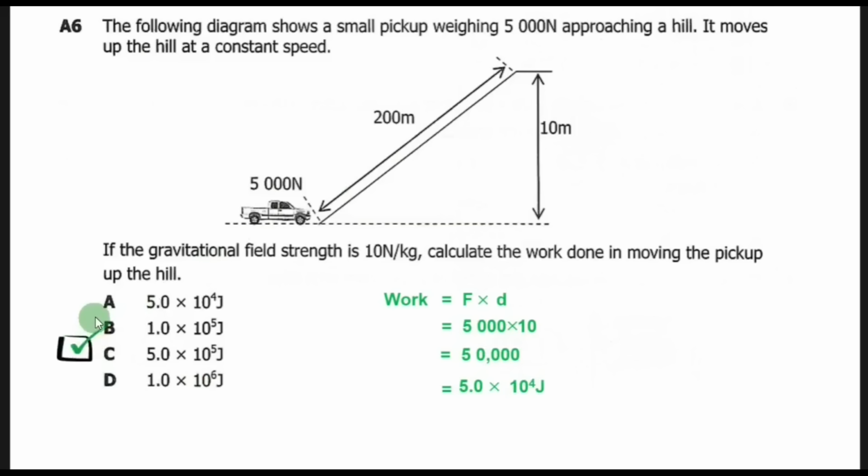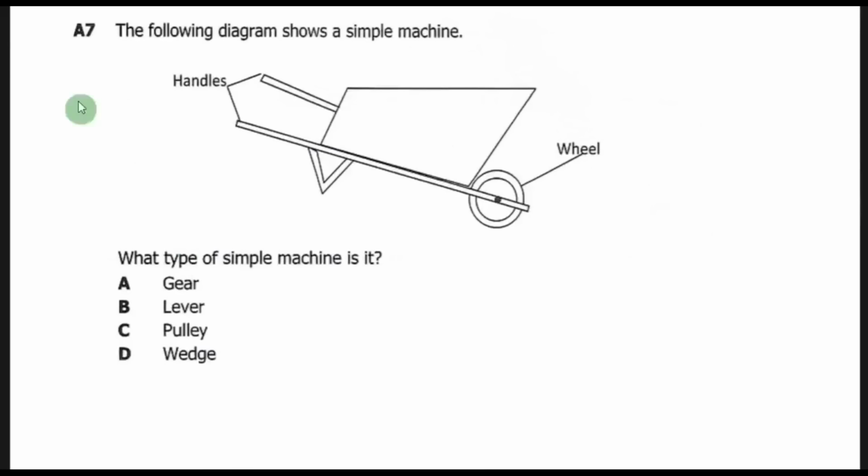A. All right, so let's move to question A7. Question A7 reads, the following diagram shows a simple machine. So we have a simple machine here. The question says, what type of simple machine is it? When we look at this one, it's a wheelbarrow with a wheel and handles. So what type of machine is this one? Is it a gear, lever, pulley, or wedge?